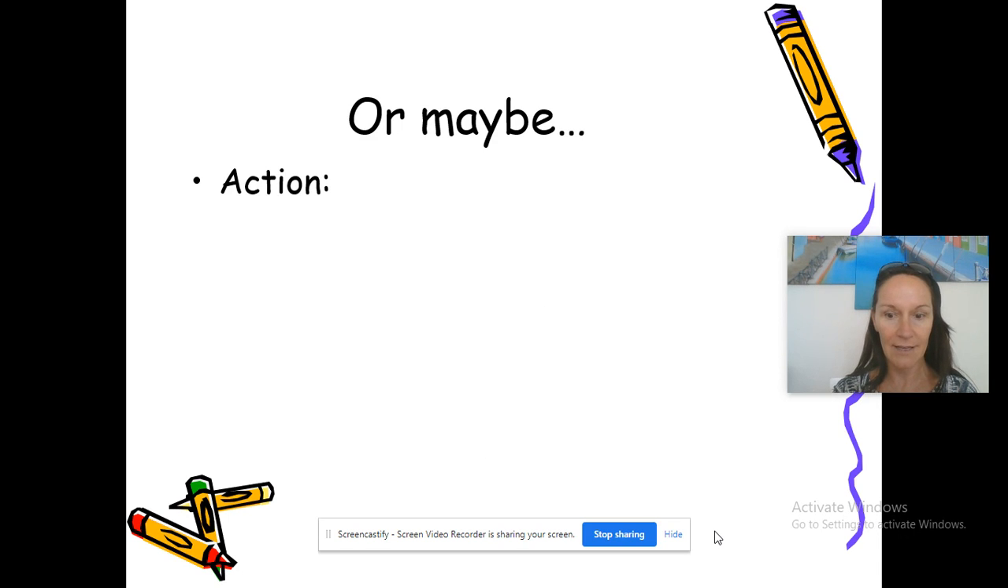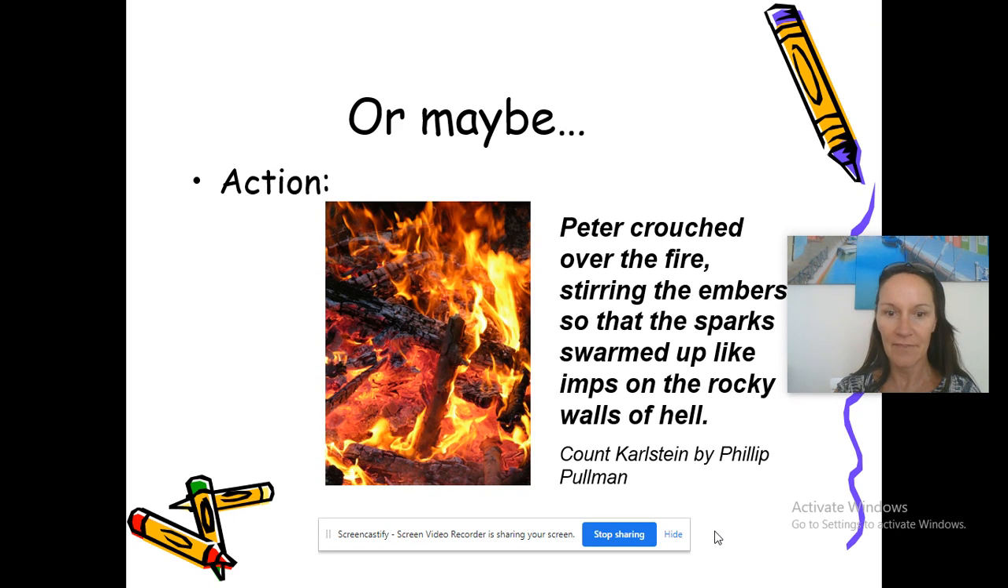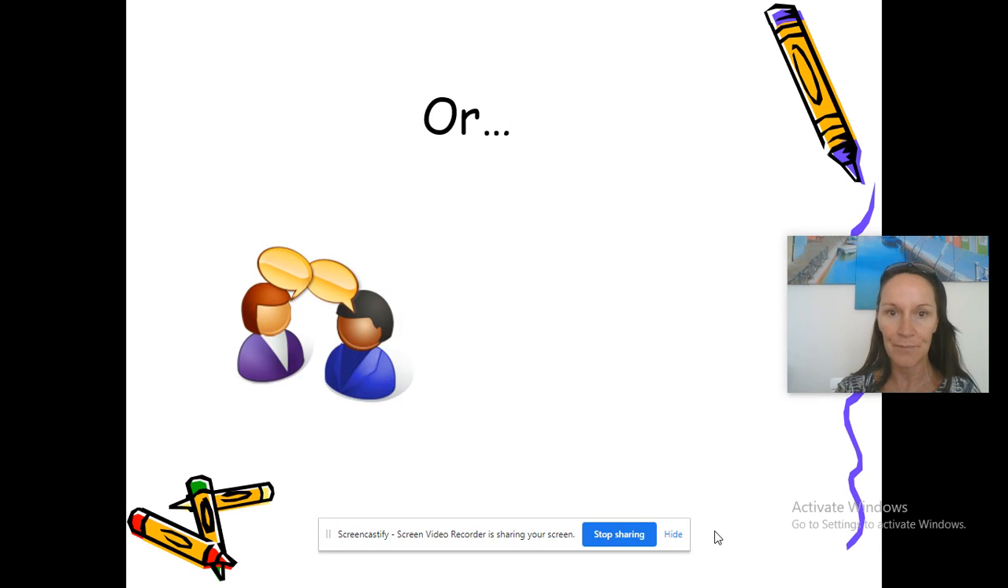Or maybe with some action, you want to get straight into some action. And you might start by writing, "Peter crouched over the fire, stirring the embers so that the sparks swarmed up like imps on the rocky walls of hell." There's a picture that he's describing the action of there.